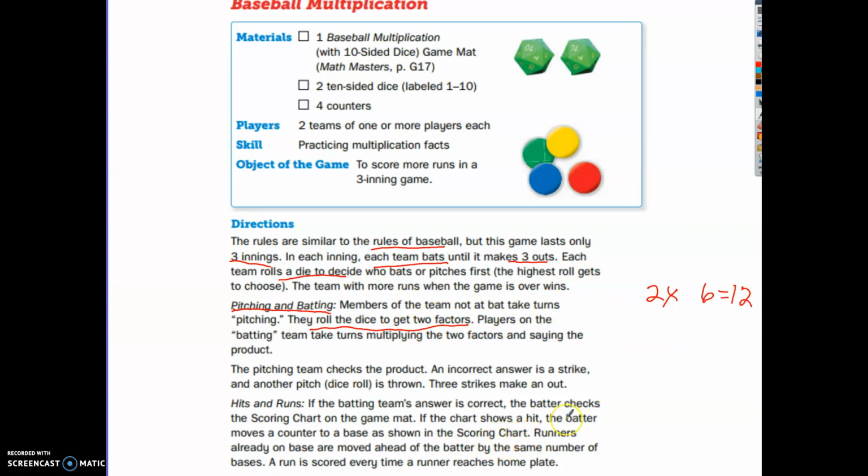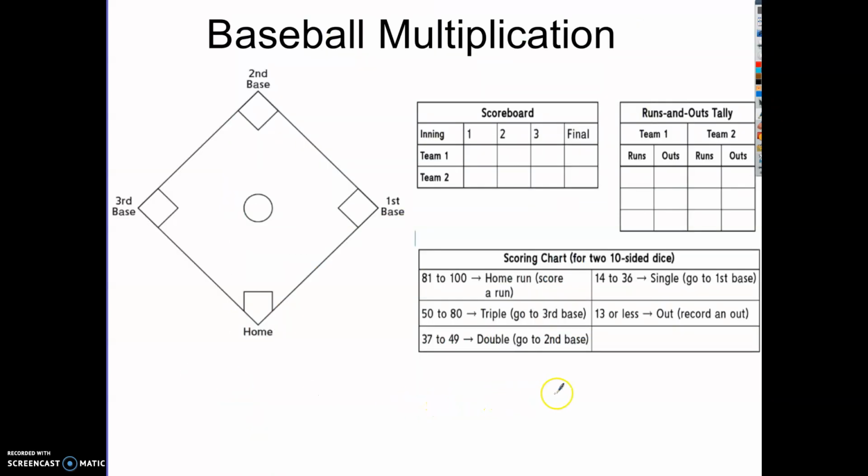Here's how we move along the baseball field. Okay, so we had, for pretend, 2 times 6, which is 12. So we look here. If my answer was 13 or less, I'm out. So it'd be the next person's turn. And I can keep track here. I had 1 out in my first inning.